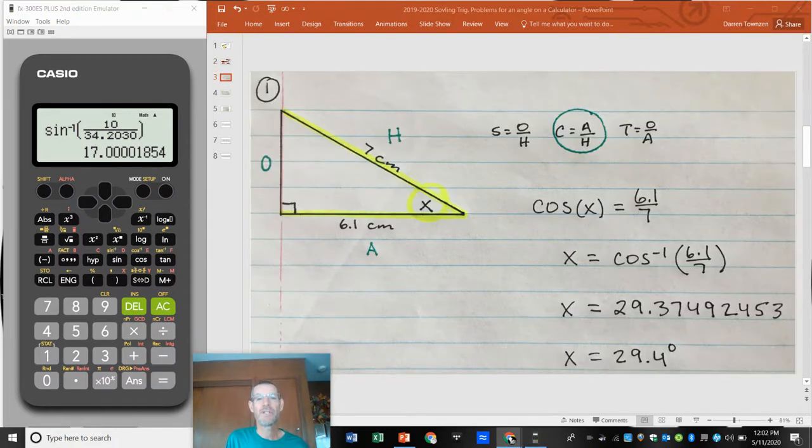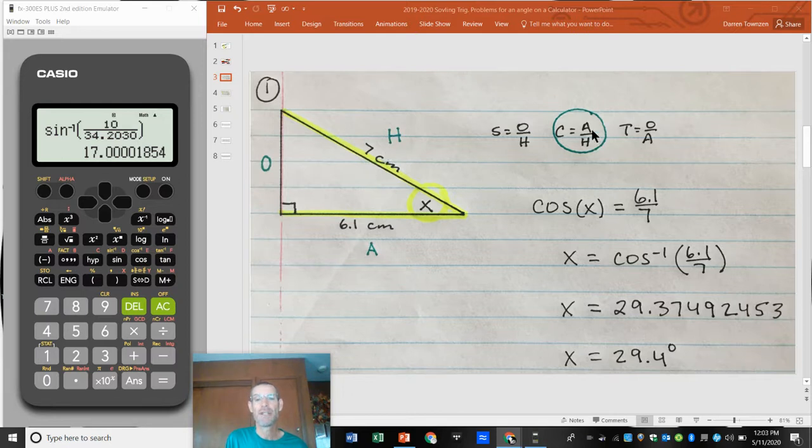Here's our first example. We have a right triangle, and we are looking for this reference angle. So I circle the reference angle. I highlight the two sides that make up the reference angle. There's the hypotenuse, there's the adjacent, there's the opposite. On this problem, I have an adjacent that's 6.1 and a hypotenuse that's 7.